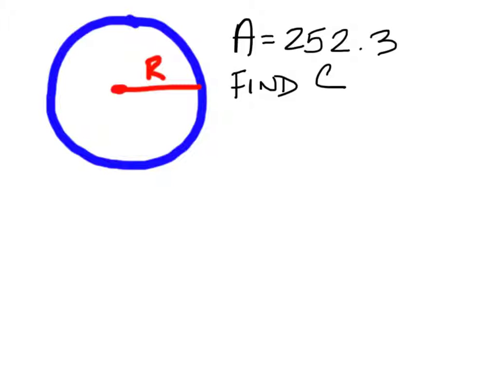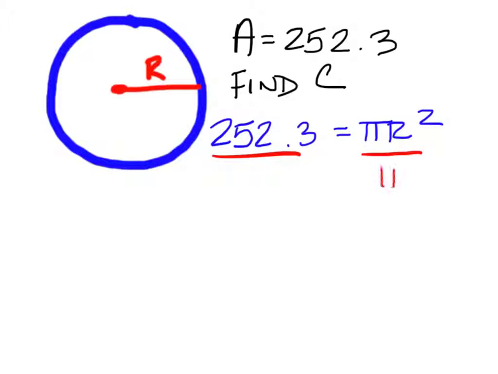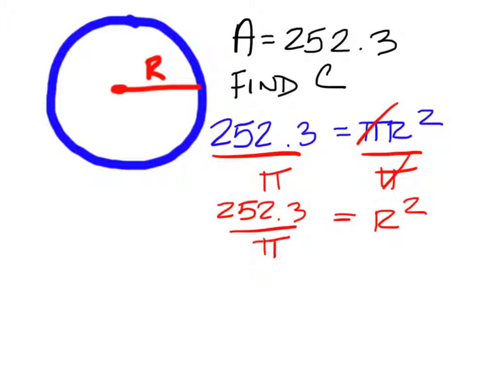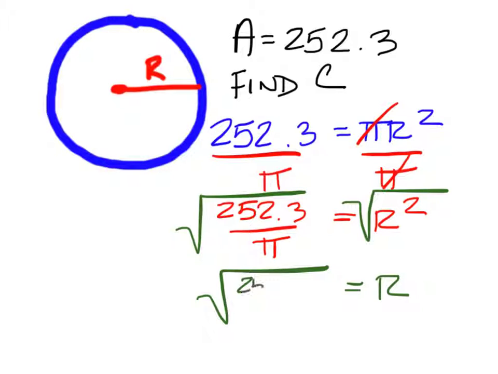You have area, so you need 252.3 and set it equal to pi r squared, and then divide both sides by pi, and cancel the pi's, and be left with r squared, and 252.3 over pi. So now you need the square root of both sides. Leaves you with r on this side, and let's just leave this as the square root of 252.3 over pi. You're looking for c.